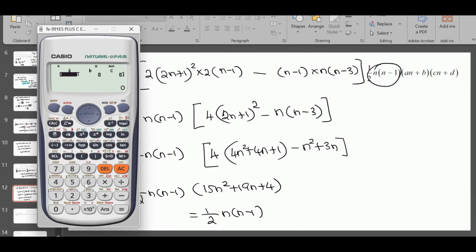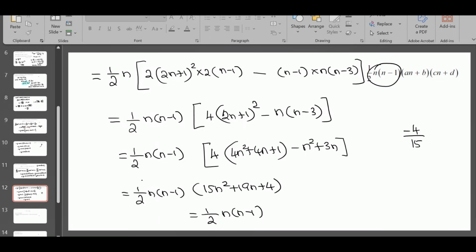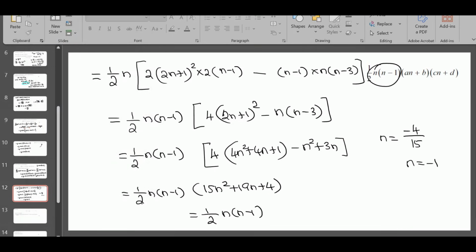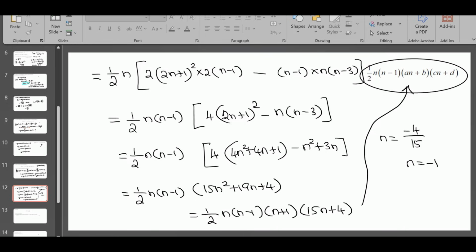Go to quadratic. Type 15, 19, 4. Minus 4 over 15. And then the next number is minus 1. Write them as factors. So you will get n plus 1 and 15n plus 4. This looks exactly like this answer. That's all.